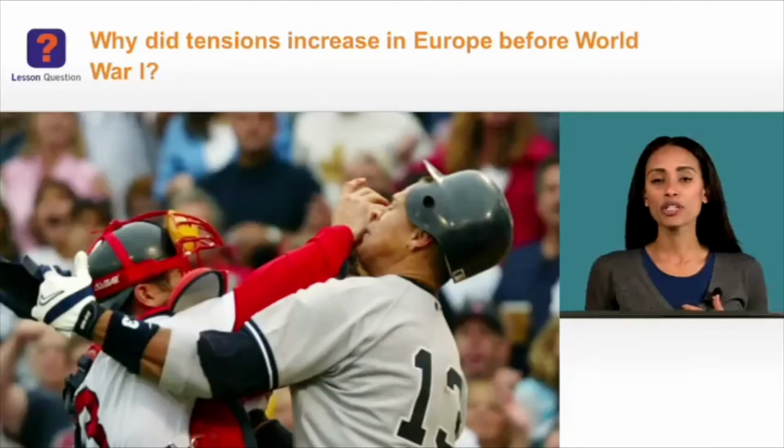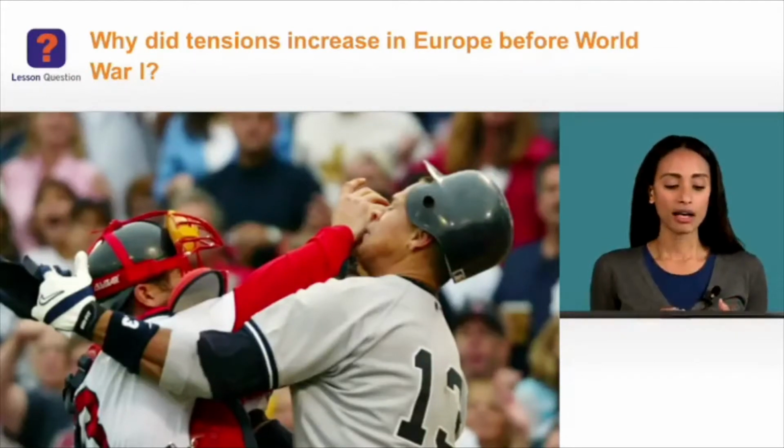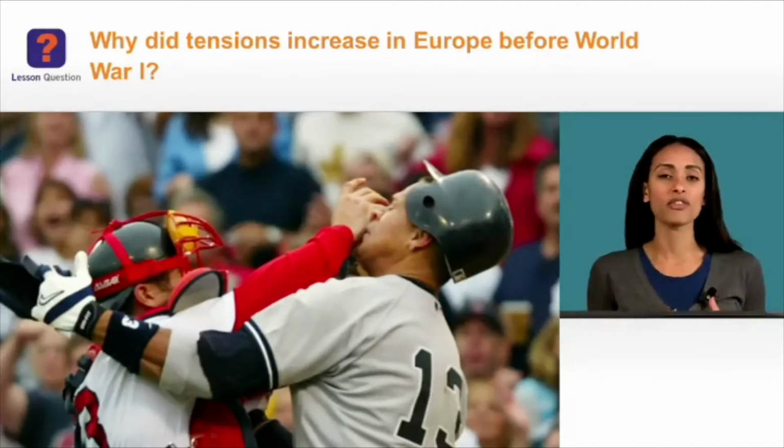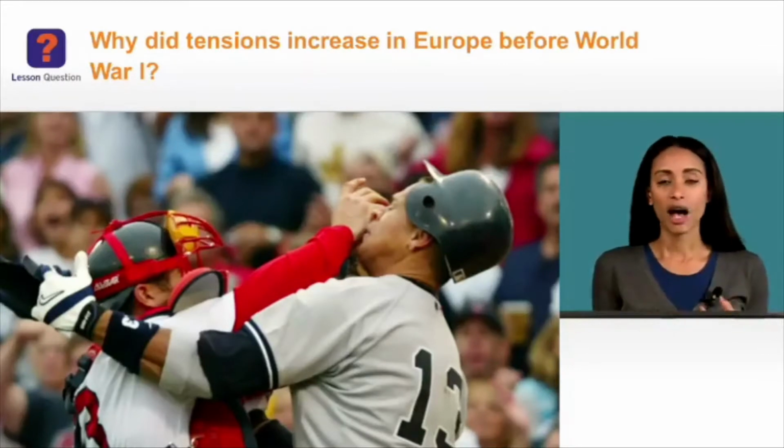Now, I don't know if you're as much of a baseball fan as I am, but if you are, you may remember the event that's photographed on the screen here. This is a game between the Red Sox and the Yankees, two teams that have one of the fiercest rivalries not only in baseball, but in all of professional sports. And you can see that these two players took that rivalry to heart, and eventually it led to a conflict between the two of them.